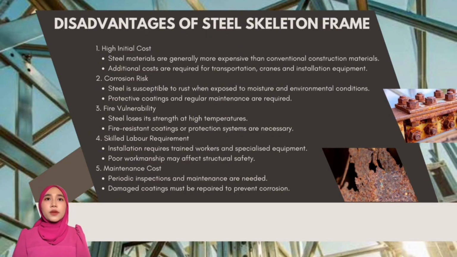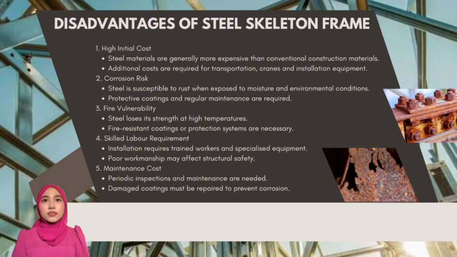The second disadvantage is corrosion. Steel can rust when it is exposed to moisture, water, and harsh environmental conditions. If corrosion is not properly controlled, it may reduce the strength and durability of the structure. Therefore, protective coating and regular maintenance are necessary to prevent rusting.